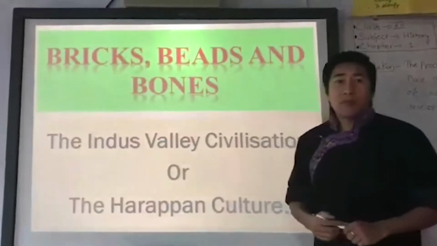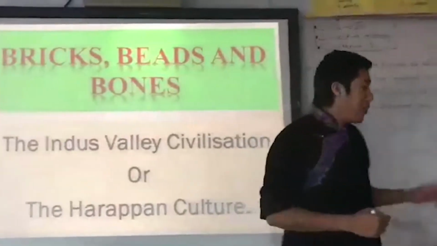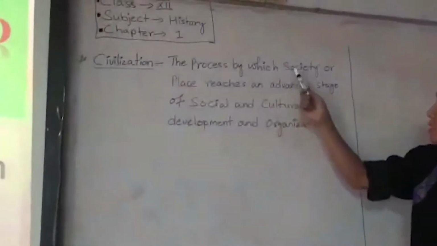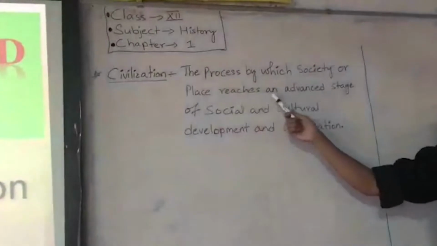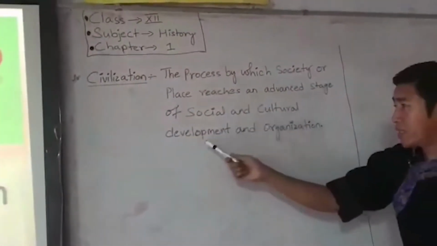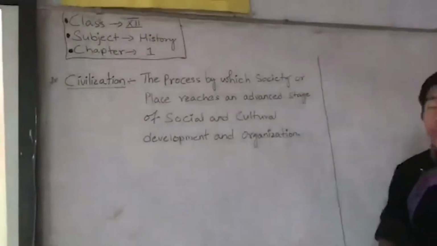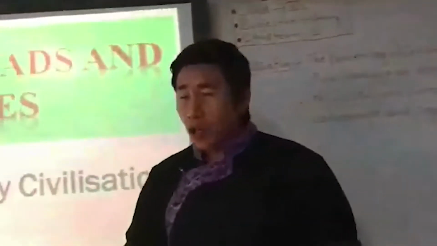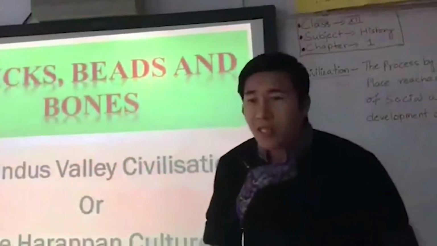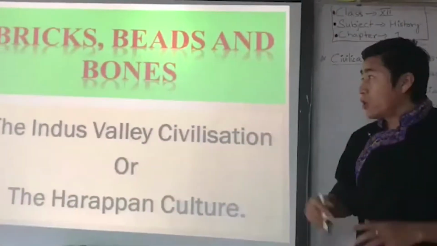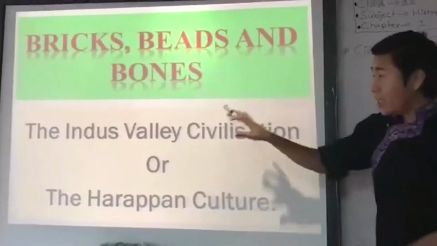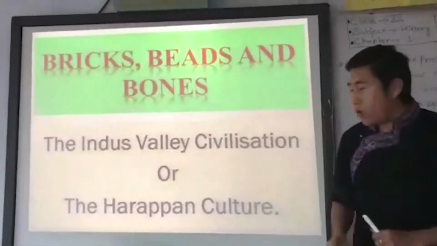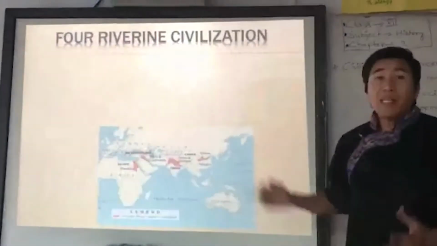I think it's very important for you to know the meaning of civilization. Civilization means the process by which a society or place reaches an advanced stage of social and cultural development and organization. These are the stages of social and cultural development of humans. Do you think it is the only civilization in the world? If you think so, you are wrong, because there were many civilizations in the world.